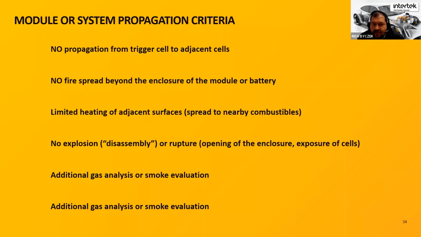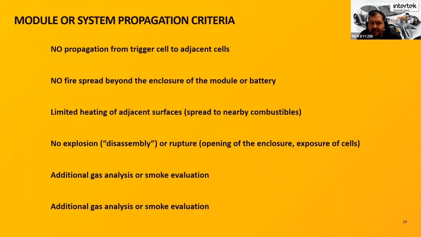Understanding we want to make sure we're triggering a single cell to go into runaway repeatably, but we're evaluating whether or not it triggers adjacent cells. If it does trigger adjacent cells, do we prevent spread beyond the battery enclosure? From a method standpoint, we want to limit the pre-stress of those adjacent cells. So we want the only stress source to be the trigger cell. We want to avoid, obviously, explosion or opening of the enclosure that's going to allow fire to escape. So we want to prevent that visible flame from exiting the battery.